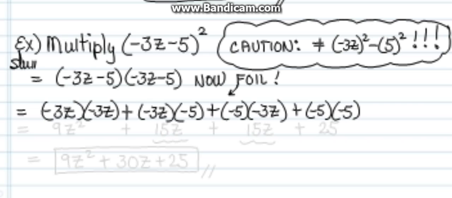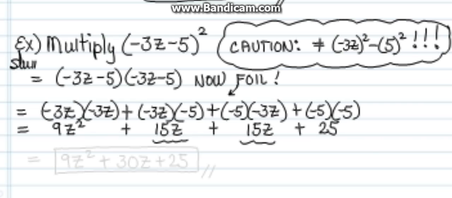First we have negative 3x times negative 3x. That gives me a positive 9x to the second. Then plus negative times negative is a positive 15x, plus negative times negative is a positive 15x, plus negative times negative is a positive 25.